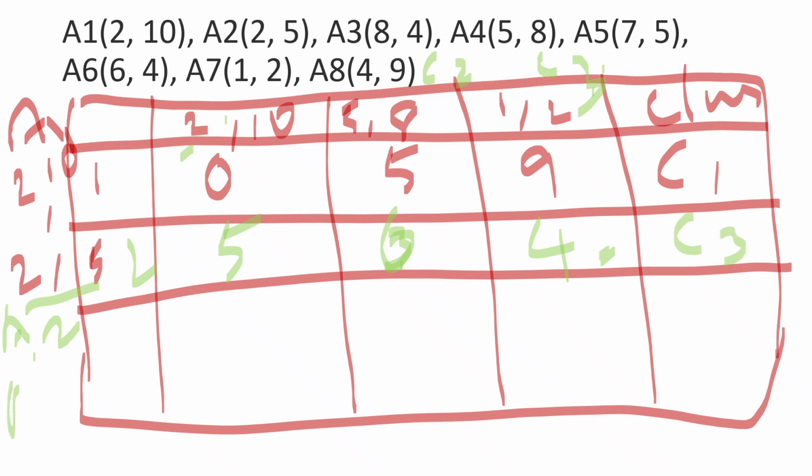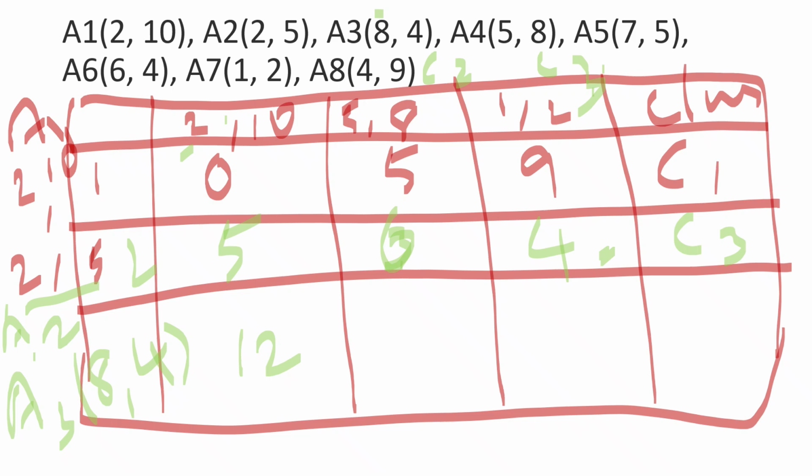Then I have to take the data point A3. What is A3? (8, 4). Now we have to calculate the distance between (8, 4) and cluster 1. So 8 minus 2 and 10 minus 4, the total distance is 12. We have to calculate just the absolute distance, not the negative. Just the difference only.